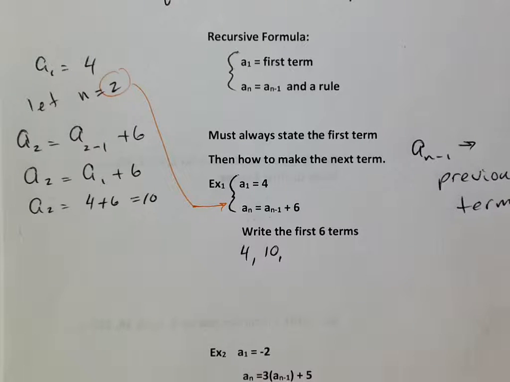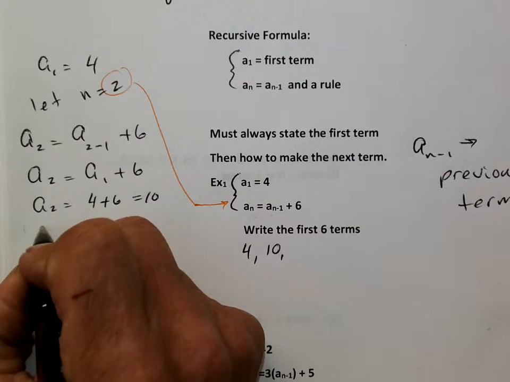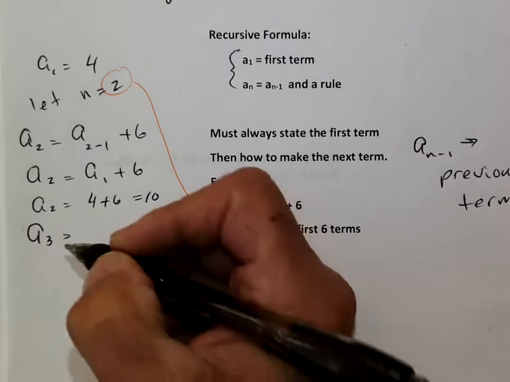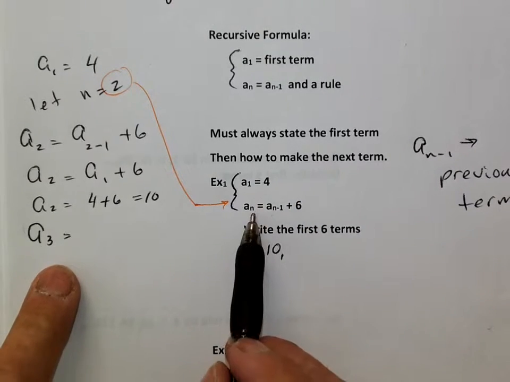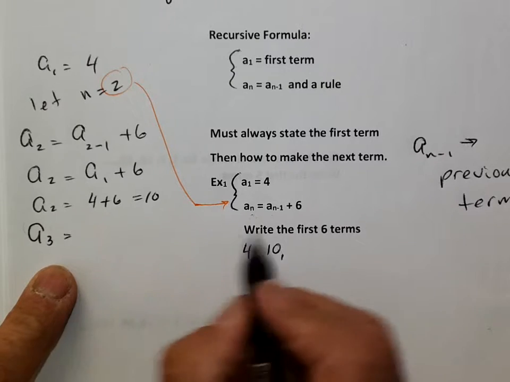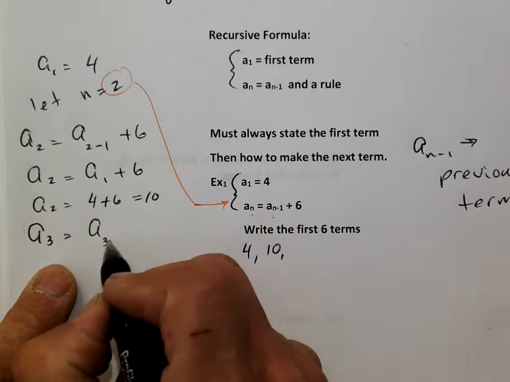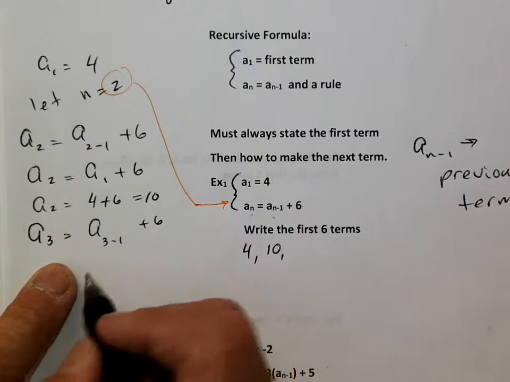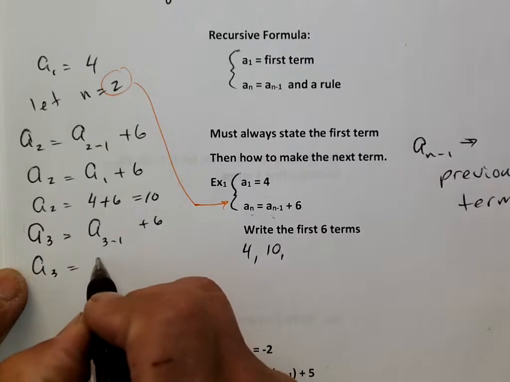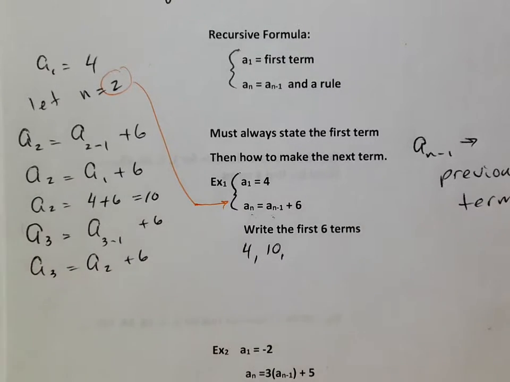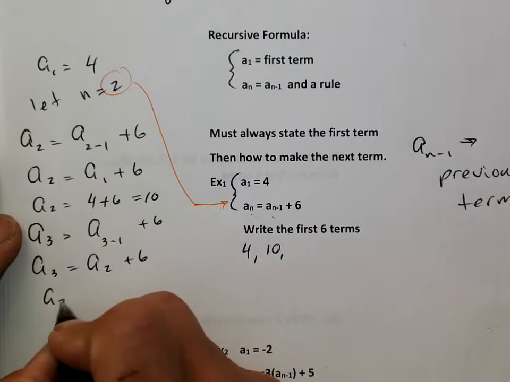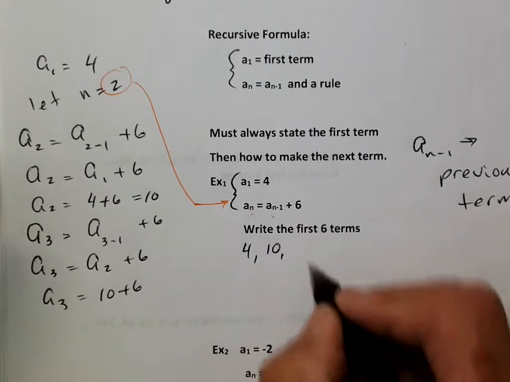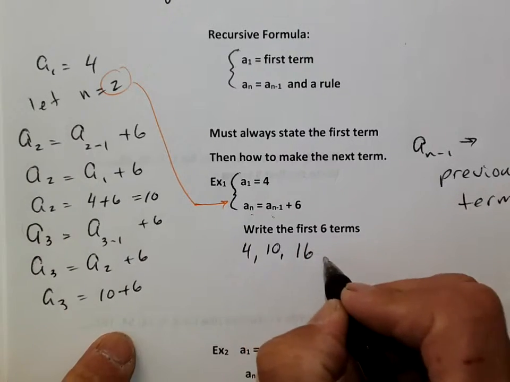So let's make the third term. To make the third term, A of 3, n is 3, right? So let's just plug it in. A of 3 is equal to A of 3 minus 1 plus 6. So A of 3 is equal to A2 plus 6. But hey, wait a minute. We know A2, don't we? What's A2? 10. So A of 3 is simply going to be 10 plus 6, which is 16. Okay, now what do you see?